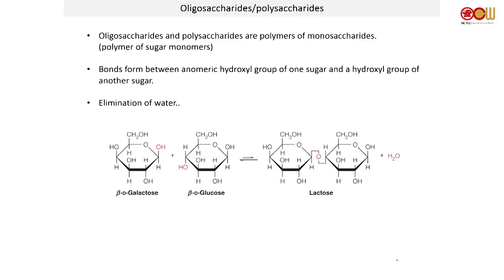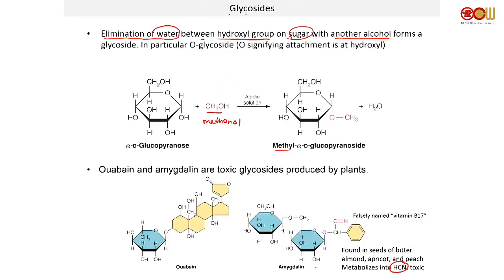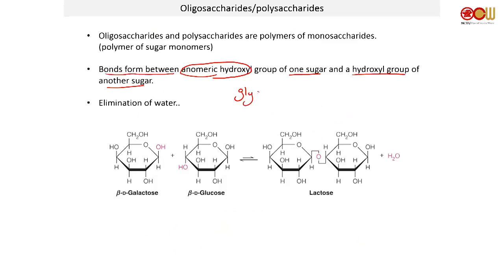All right, so the next thing that I want to get into is disaccharides. Oligosaccharides and polysaccharides are polymers of monosaccharides, obviously, and the bonds are formed between the anomeric hydroxyl group of one sugar and a hydroxyl group of another. So this is almost the same as that glycoside bond. Essentially it's the same thing as a glycoside. So you have an elimination of water once you condense them together.